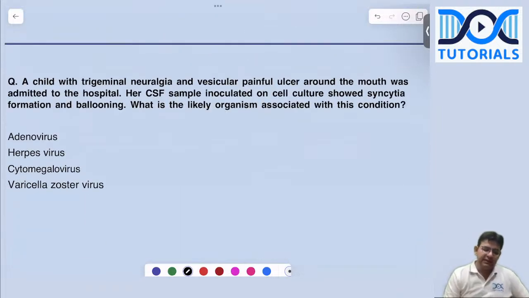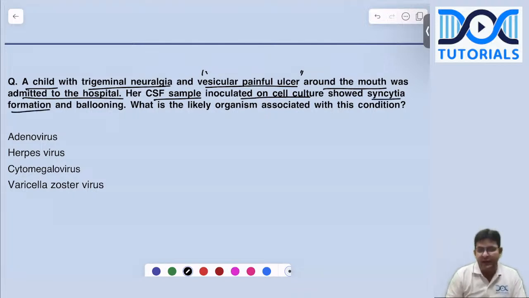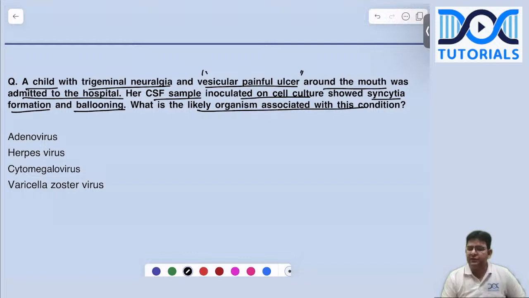Now coming to the next: a child with trigeminal neuralgia and a vesicular painful ulcer around the mouth was admitted to the hospital. A CSF sample was collected and inoculated on cell culture, which showed syncytia formation and ballooning. What is the likely organism associated with this condition?